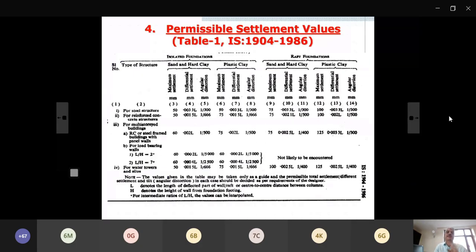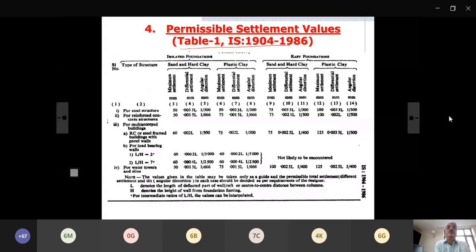Now coming to permissible settlement values. As I told you, it depends on your type of structure; normally for railways, we take 25 mm total settlement. And then we have seen in case of simply supported structures, you can increase it, in case you can correct the girder level. So just to give you an idea, this is Table 1 in IS 1904. Of course, this is strictly speaking for buildings. This is not for bridges. This is only to give you an idea how much the value can be. For bridges, you have to decide on a case to case basis.